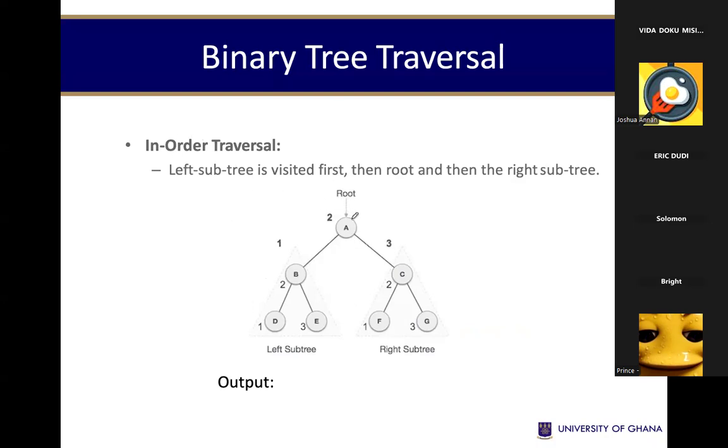So for the in-order, our main case is that the root node is the one under consideration. It's supposed to be in the middle. So we target the left subtree, which is this, followed by the root, followed by the right. So the root is supposed to be visited in between the left subtree and the right subtree.